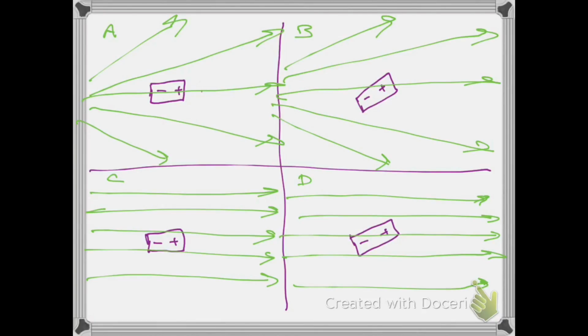The question is in which one of these situations, A, B, C, or D, is the net force on the dipole equal to 0? It could be more than one, A and B, A and C, A and D, etc. But in which situation is the net force on the dipole equal to 0? Rather than me putting in 2 minutes of silence here, let me just ask you to pause it, come up with your answer, and then restart the video.